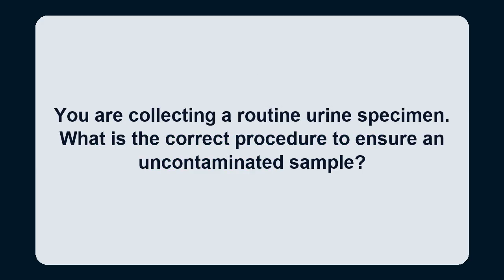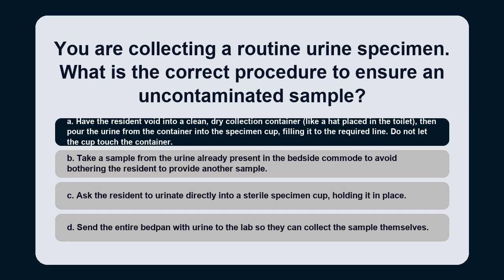Question 4. You are collecting a routine urine specimen. What is the correct procedure to ensure an uncontaminated sample? Option A. Have the resident void into a clean, dry collection container, like a hat placed in the toilet, then pour the urine from the container into the specimen cup, filling it to the required line. Do not let the cup touch the container.